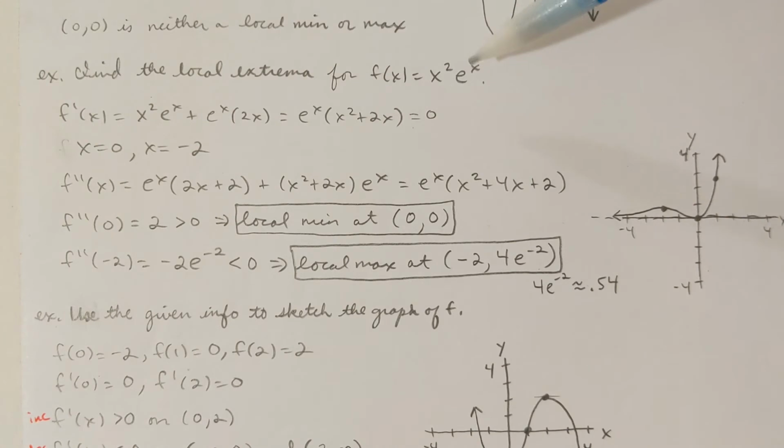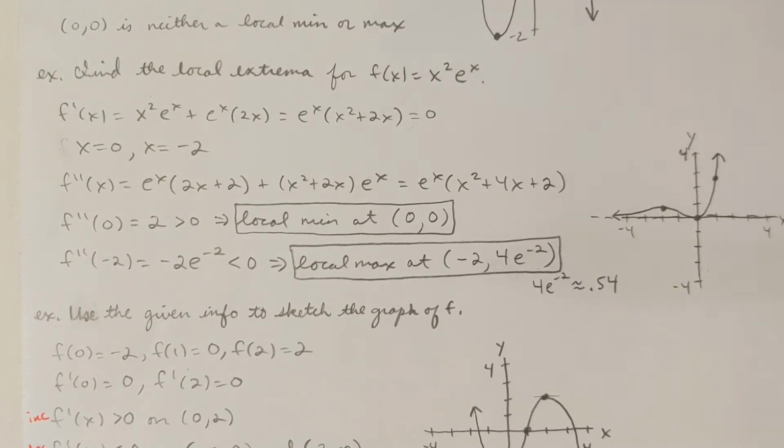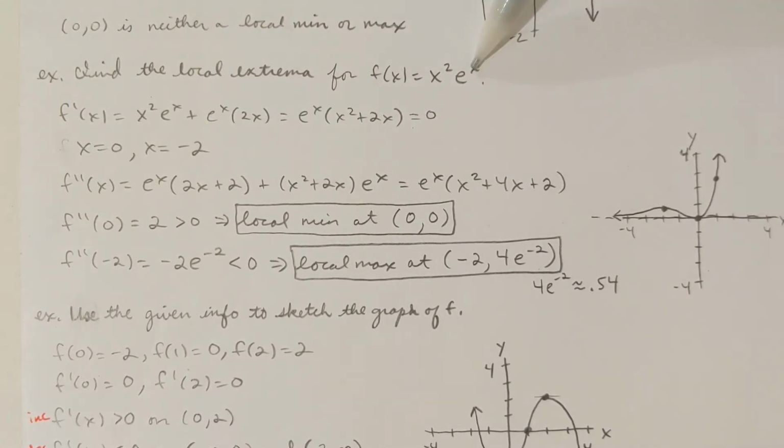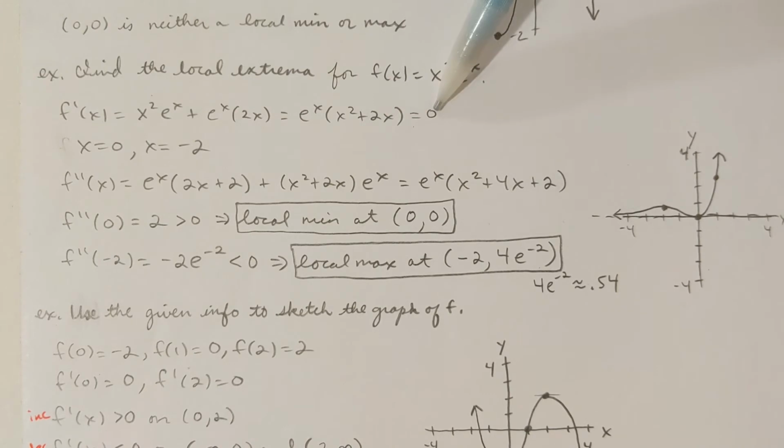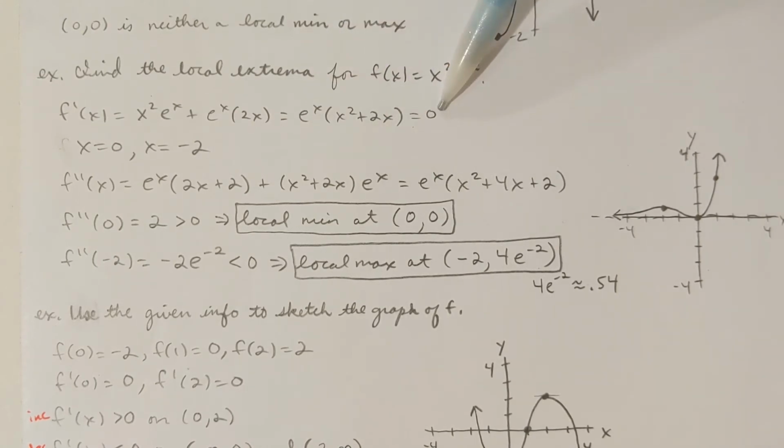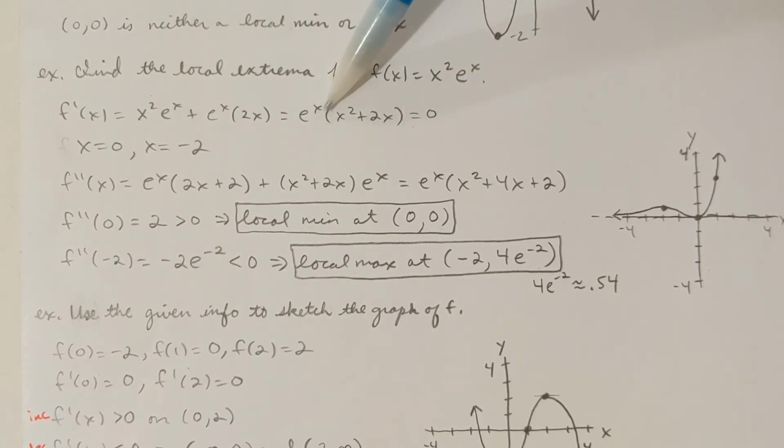f prime is going to be a product rule. So the first, x squared, times the derivative of the second, e to the x is itself, e to the x, plus the second, e to the x, times the derivative of the first, the derivative of x squared is 2x. Simplify that. e to the x is in common to these two terms. You can factor that out, and that'll leave you with x squared plus 2x. Set this equal to 0. And e to the x equals 0 has no solutions. Since x is in the power, there's no x value that's going to return 0.